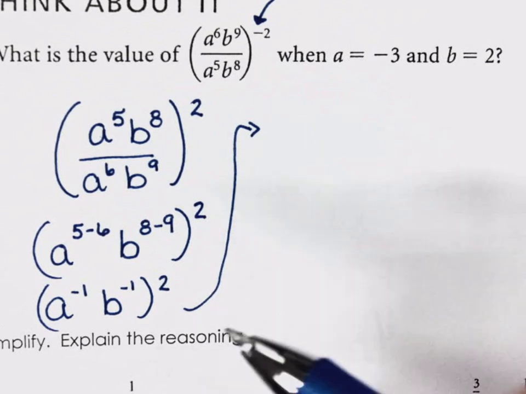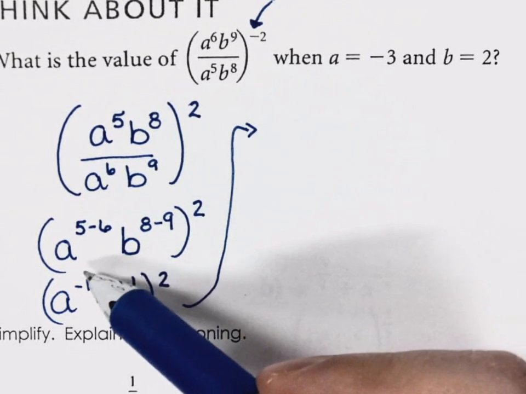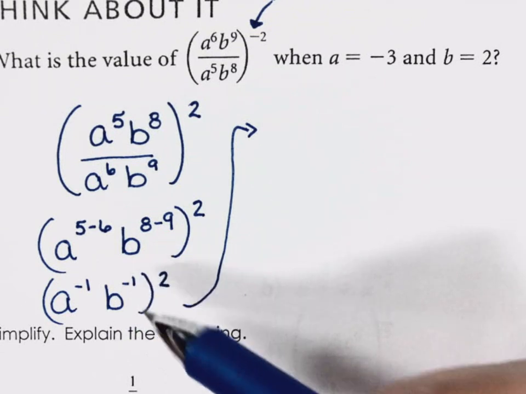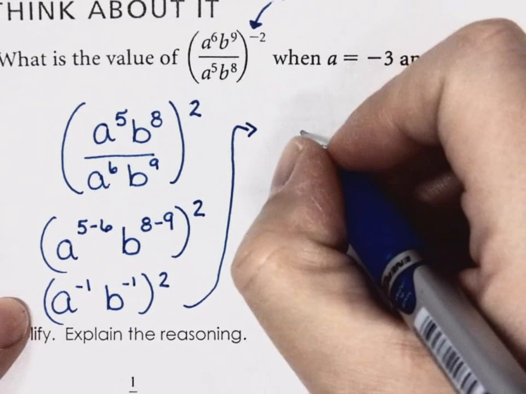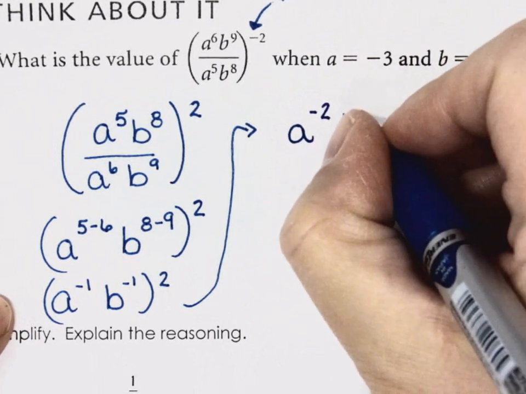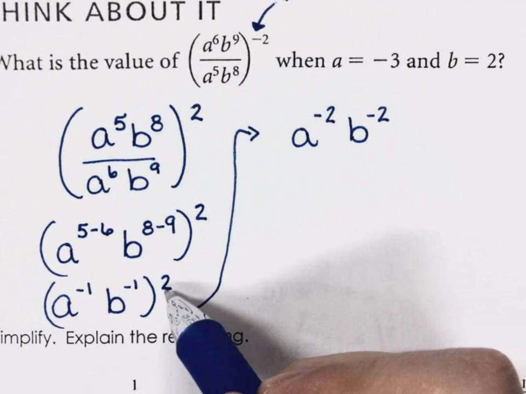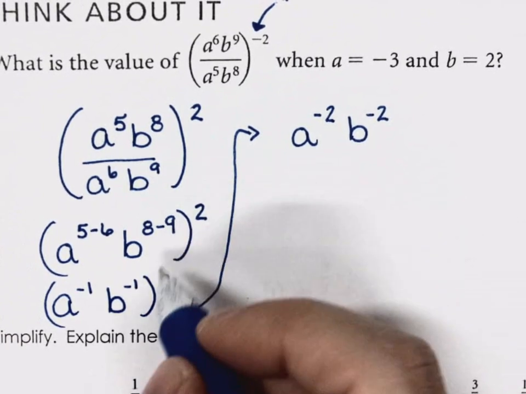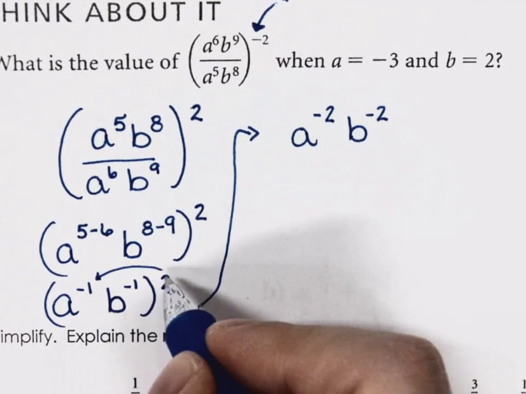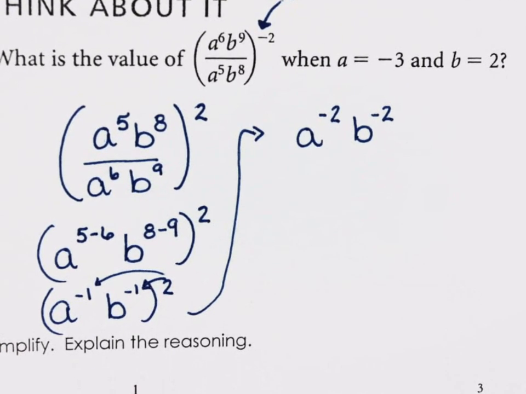So now I'm going to use my power rule, and I'm taking the exponent outside and multiplying it by the exponents inside the bracket. So I'm going to have a to the exponent -2 and b to the exponent -2. Now again, I've dealt with that, so it's no longer there. I've kind of leapfrogged it in. I've multiplied it to here, and I've multiplied it to there. -1 times 2 is -2. So there we are with the solution.